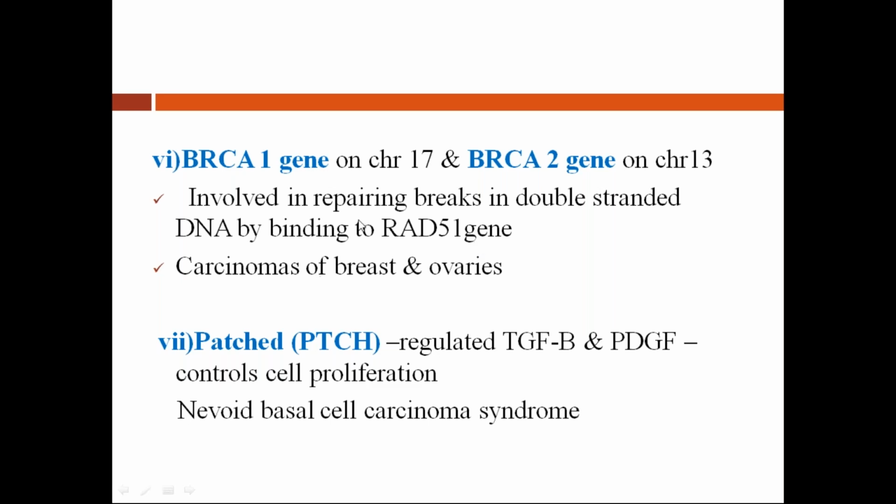The other tumor suppressor genes I have kept only for completion's sake. There are around 7 types of tumor suppressor genes mentioned in your textbook. You can remember the 5 I told you in the beginning. In the textbook, you will see 2 more mentioned, which I didn't cover. The BRCA1 gene, breast cancer 1 gene, and breast cancer 2 gene are involved in DNA repair by binding to one more gene called RAD51. Together they repair the damaged DNA.